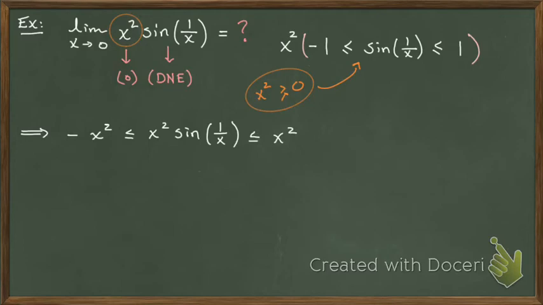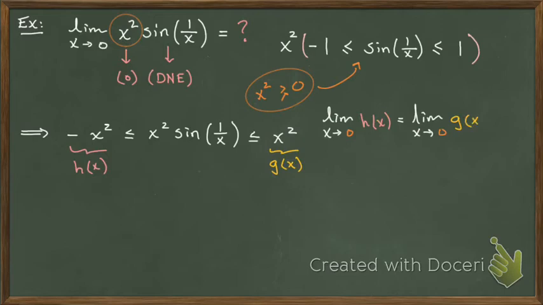So I'm able to multiply through that compound inequality by x squared, and what I extract in the middle, being squeezed, is my original function. As long as h of x and g of x, the outsides, are approaching the same value, as long as they have the same limit, then I can say from the squeeze theorem that f of x in the middle also has that same limit. So if the leftmost function, minus x squared, is h of x, and the larger one is g of x, those limits need to be the same. And I can verify that pretty quickly here.